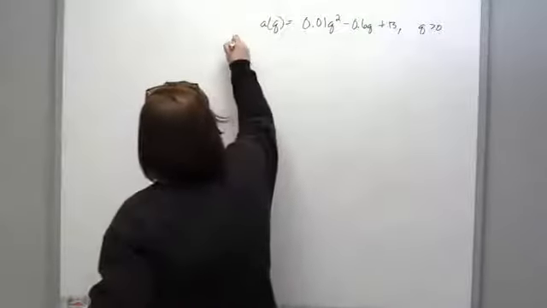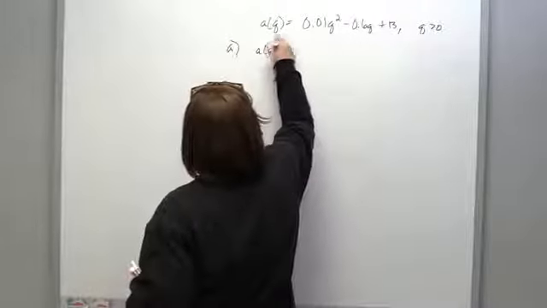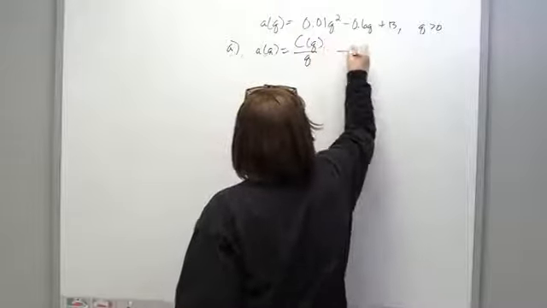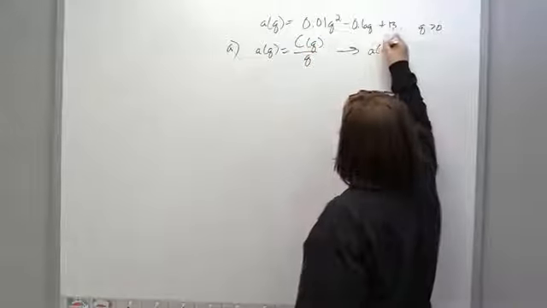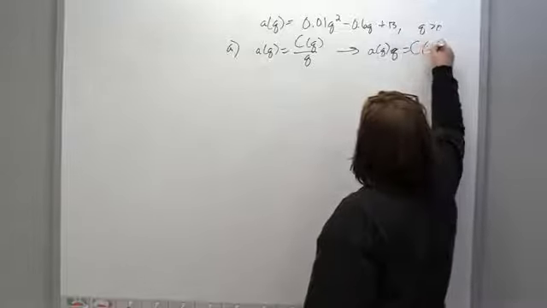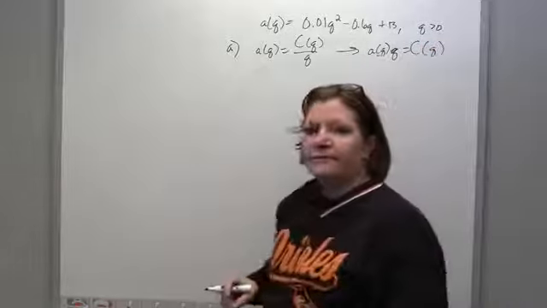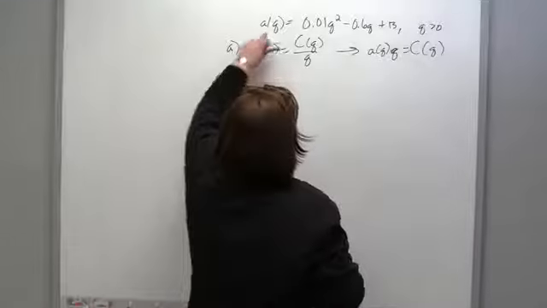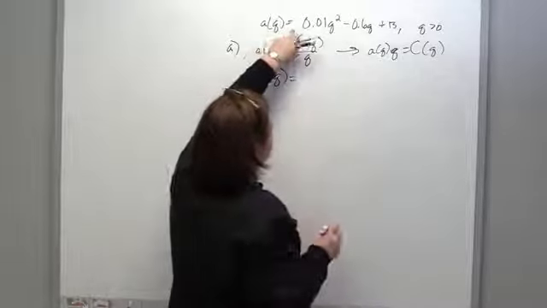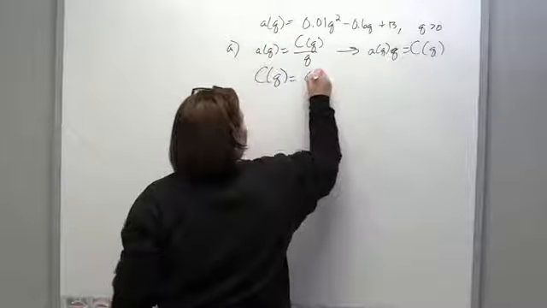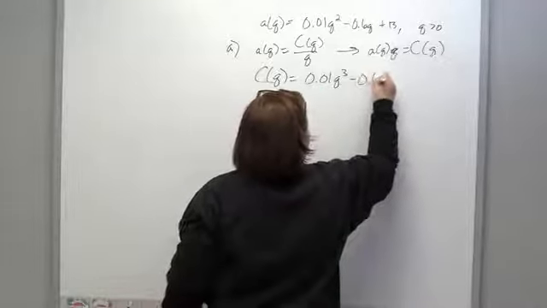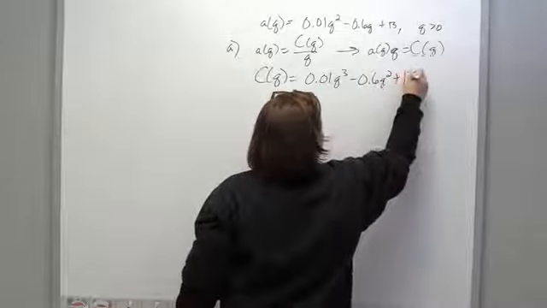So remember, average cost is total cost divided by Q. So this tells us average cost times Q is going to be our total cost. So our total cost, just multiply all of this by Q, and we're going to get 0.01 Q cubed minus 0.6 Q squared plus 13Q.